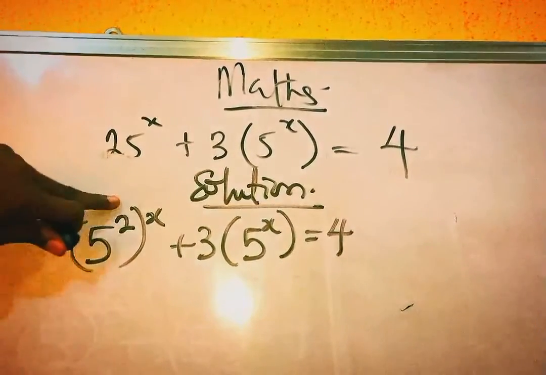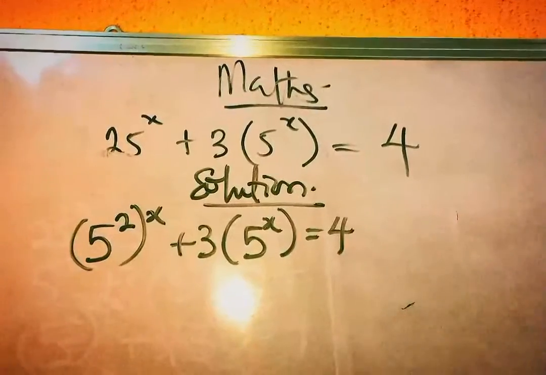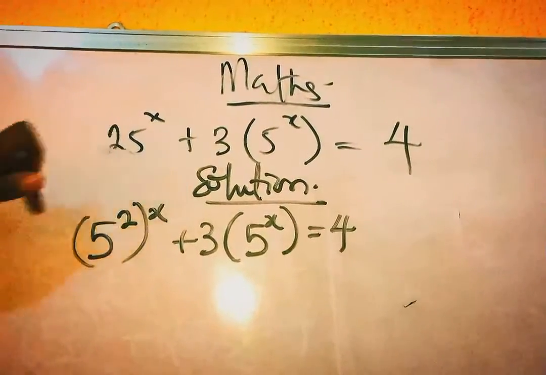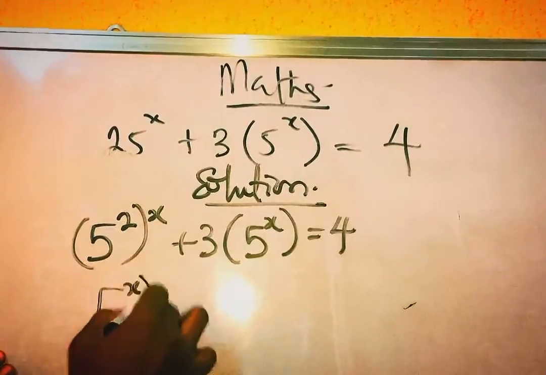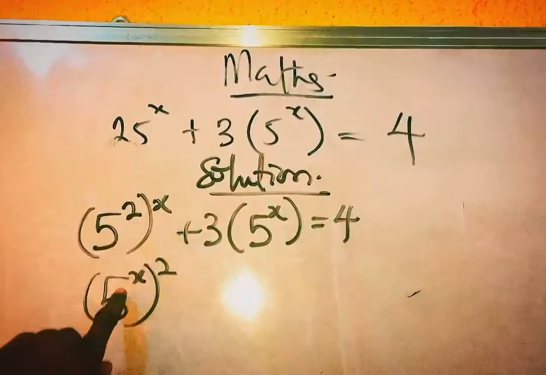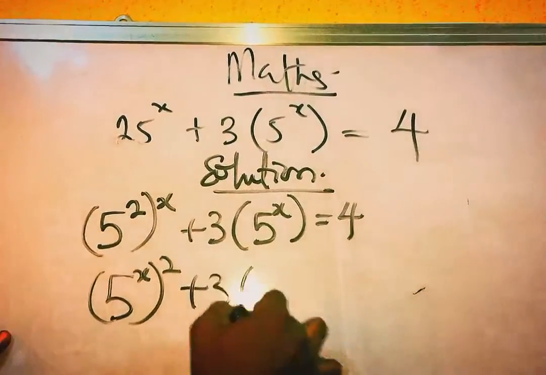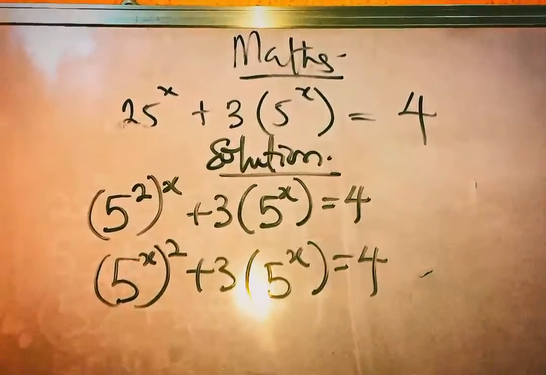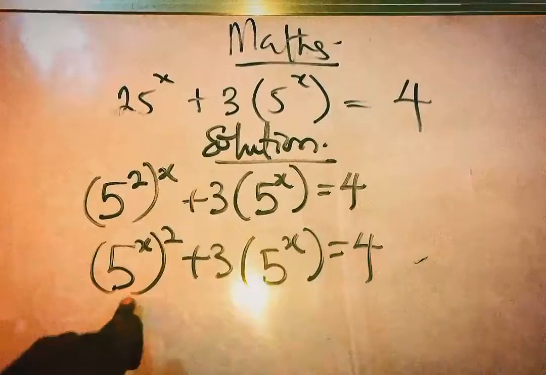This is one of the laws of indices, called the product of power laws. I can rearrange this by writing it in this format: 5 raised to the power x, squared. It is still the same thing. This is the same thing as this, plus 3 in bracket 5 raised to the power x is equal to 4. So we observe that 5 raised to the power x and 5 raised to the power x are common on both sides.